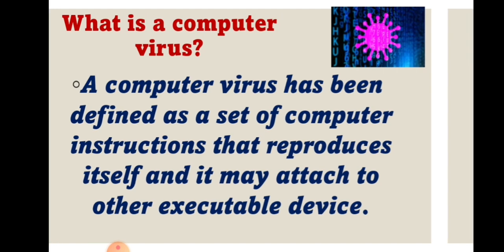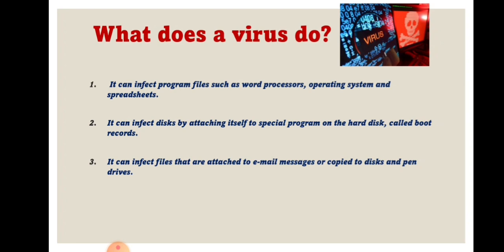Anyway, let's move on. What does a virus do? Number 1, it can infect program files such as word processors, operating systems, and spreadsheets. Sometimes if there is a virus already in your system, you need to reset, and you will be losing all the files we have in our computers. Number 2, it can infect disks by attaching itself to a special program on the hard disk called boot records. These viruses attach themselves, so it's very necessary to know all these viruses.